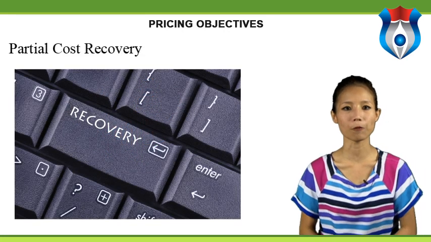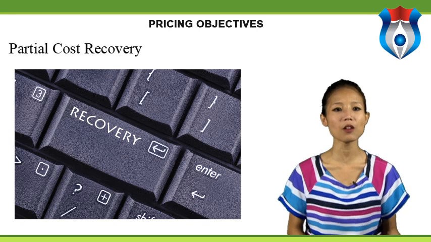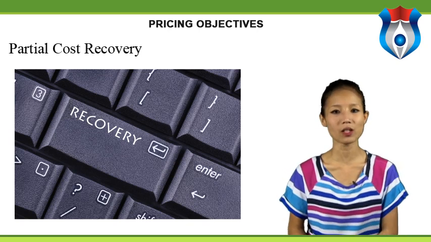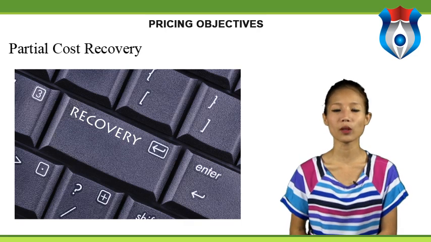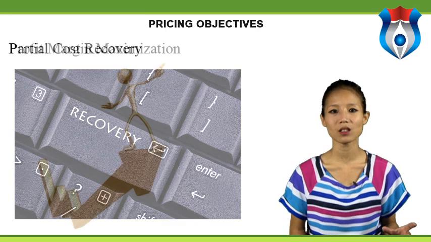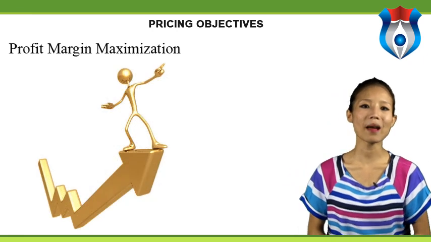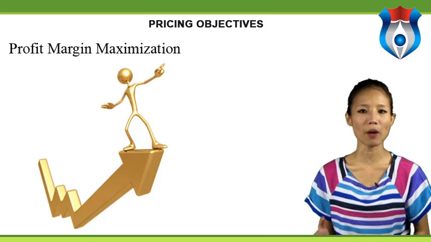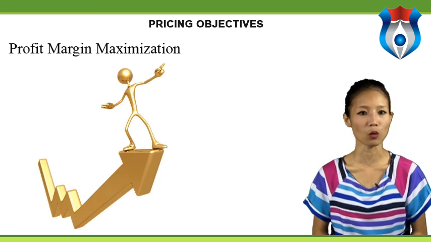Partial cost recovery. A company that has sources of income other than from the sale of products may decide to implement this pricing objective, which has the benefit of providing customers with a quality product at a cost lower than expected. Profit margin maximization. It seeks to maximize the per unit profit margin of a product. This objective is typically applied when the total number of units sold is expected to be low.